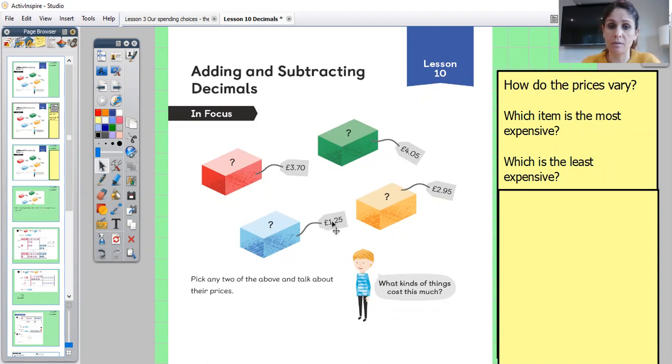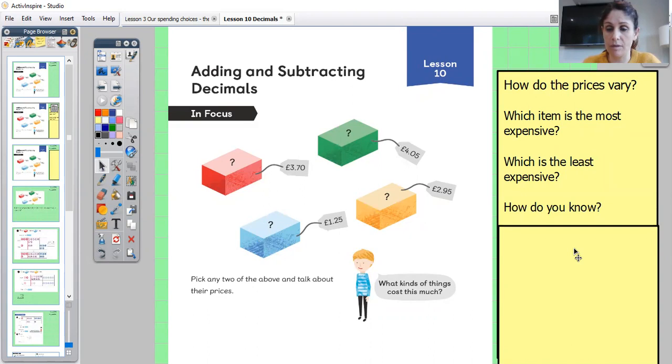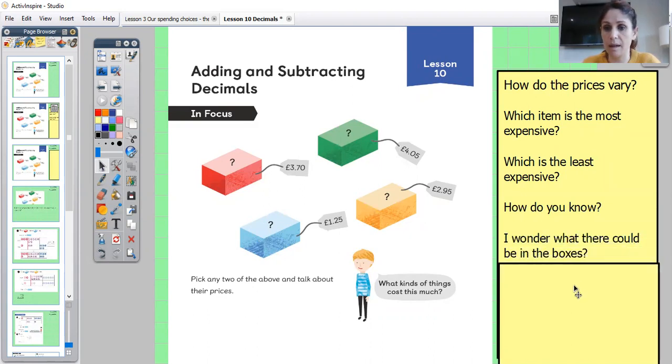And then these two in the middle. So we know that this is the least expensive, the yellow box is the next, the red is the next most expensive, and then the green box is the most expensive of all of them. All right, how do we know? We've just talked about that.